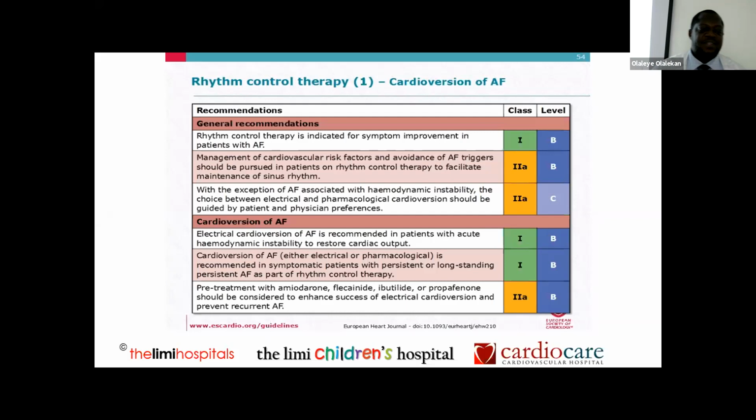And for patients that are not in an acute state, patients can also prefer to do cardioversion. So it is also allowed in some of them. And using some antiarrhythmic before the cardioversion actually also improves the success rate of electrical cardioversion.